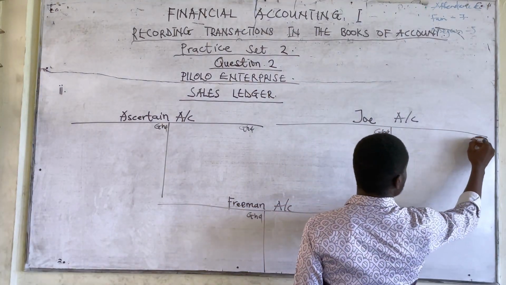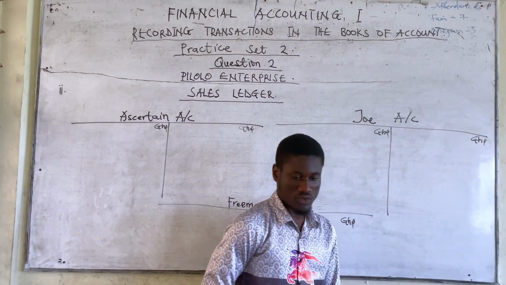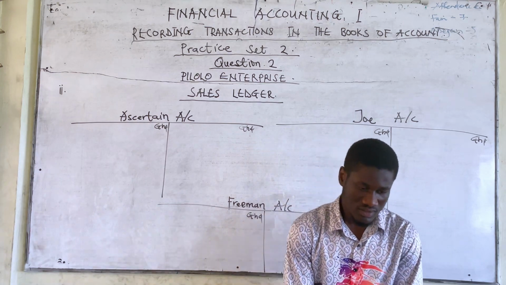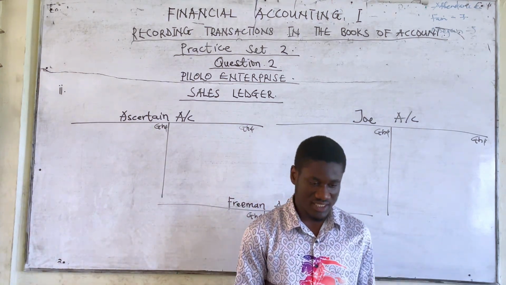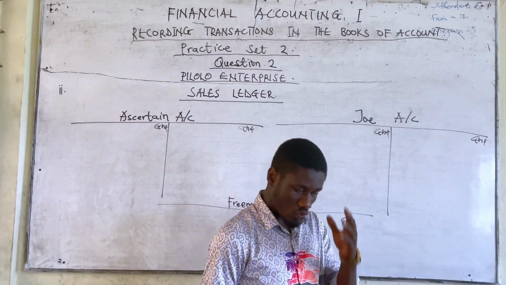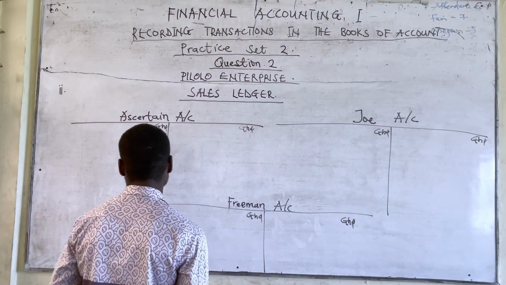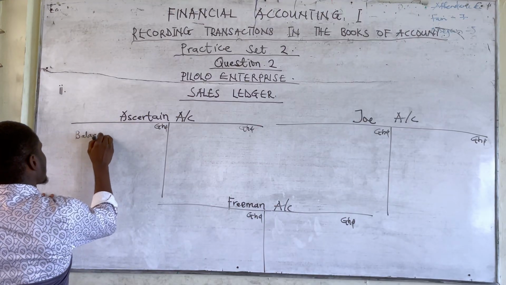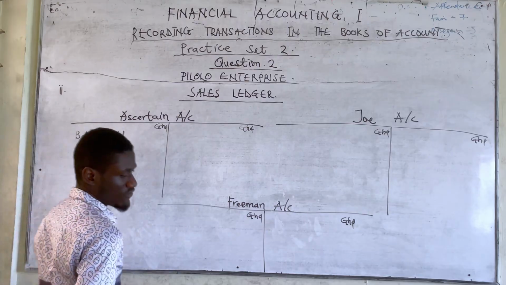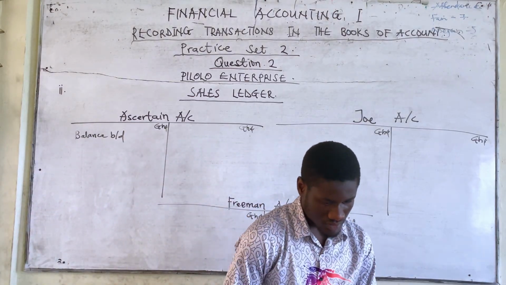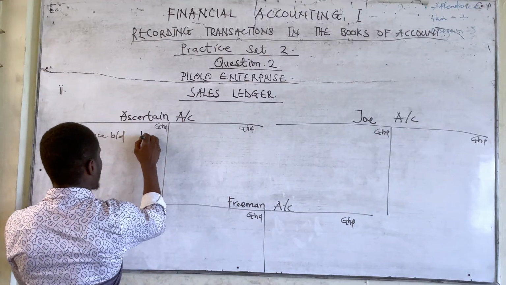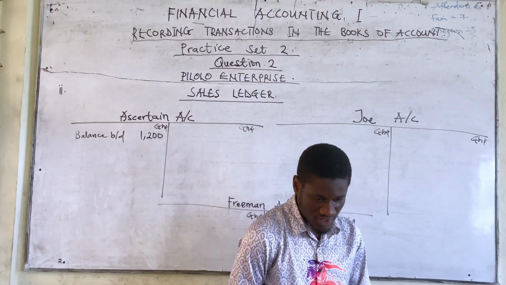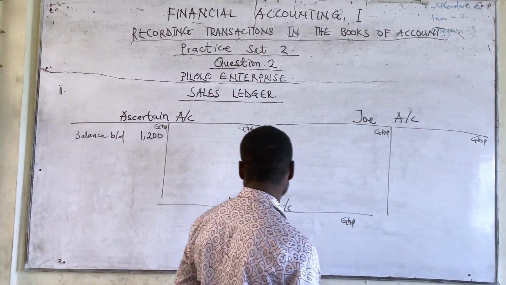So let's start. We could see that at the start of the month, there were balances for Ascertain and Freeman. So when we come to Ascertain, balance b/d of how much? 1,200. And Freeman also has a balance of 8,000.